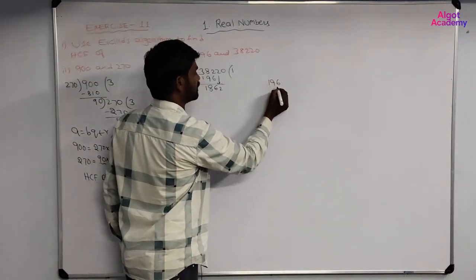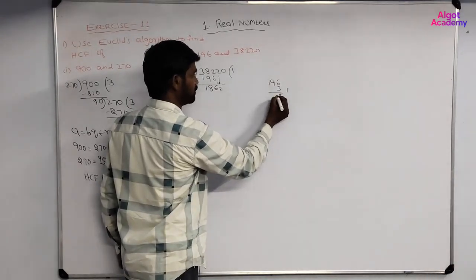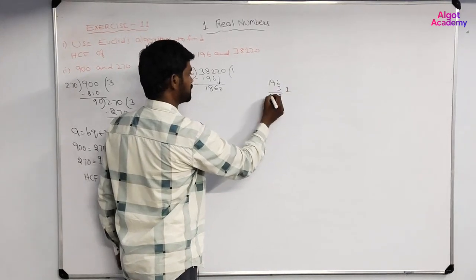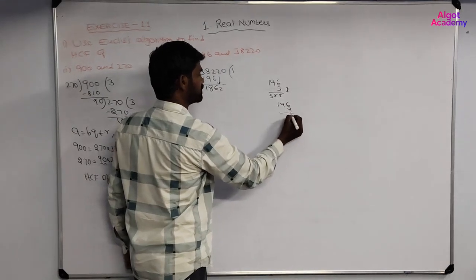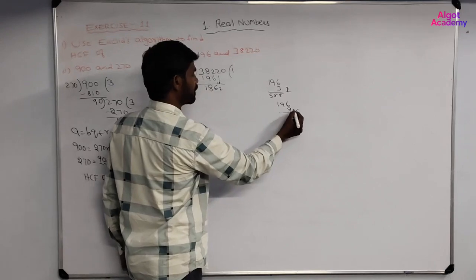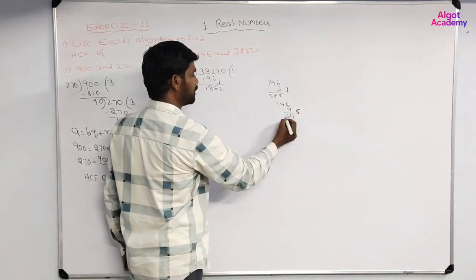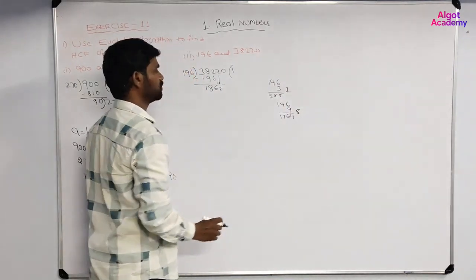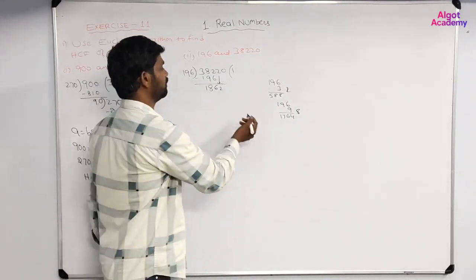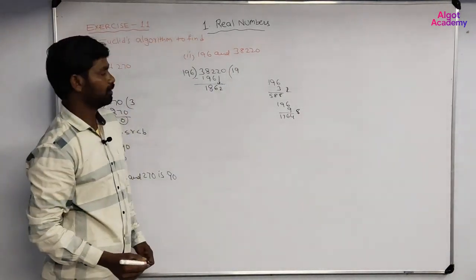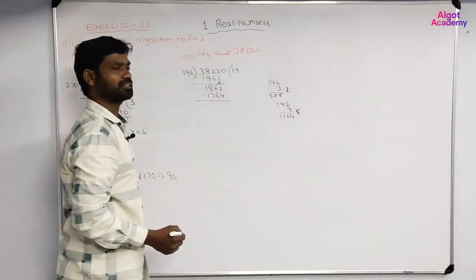Let us check the 196 table. 3 sixes are 18, carry 1; 3 nines are 27 plus 1 is 28; carry 2; 3 ones are 3 plus 2, it is 5. Next, 196 into 9: 9 sixes are 54; 9 nines are 81 plus 5, 86; 9 ones are 9 plus 8, 17. Now 196 into 10 becomes 1960. So we write here 9, and that is 1764. Subtract: 12 minus 4 is 8.